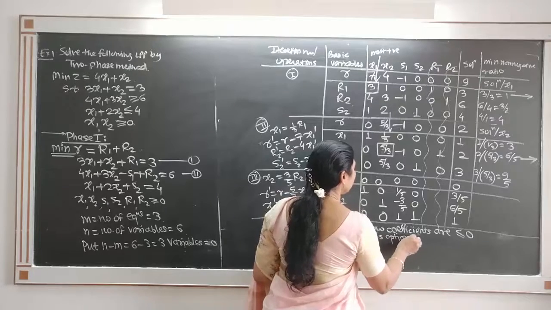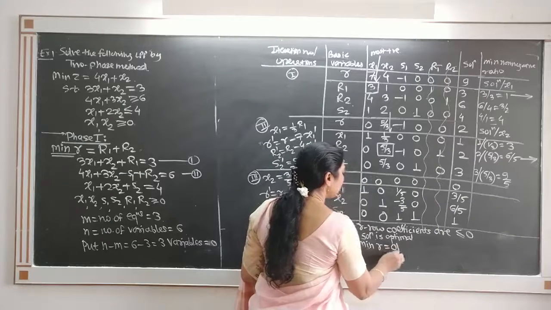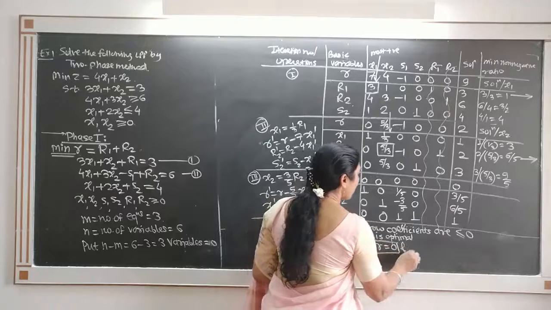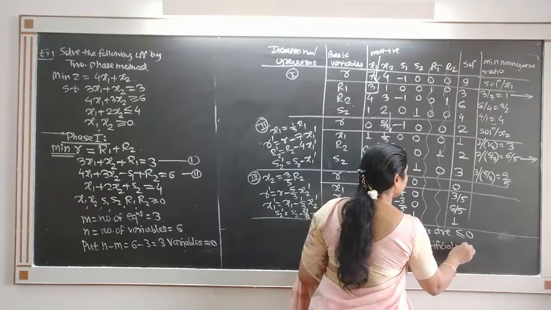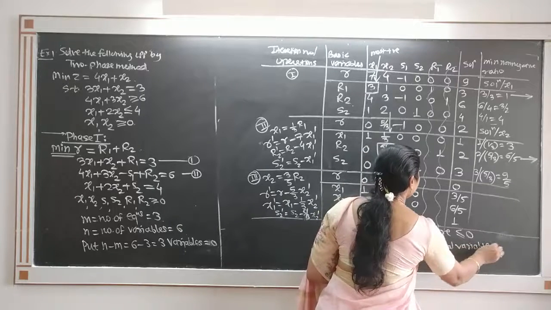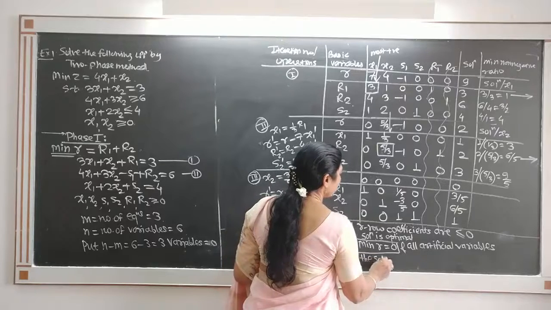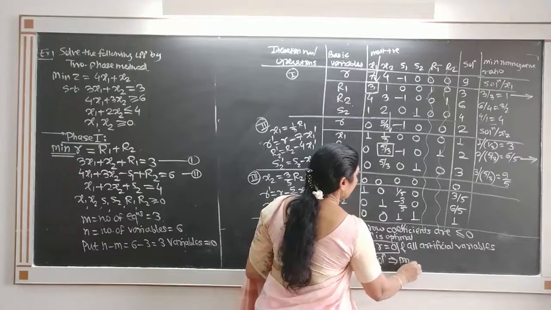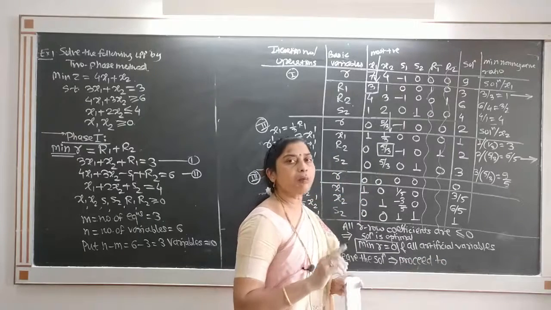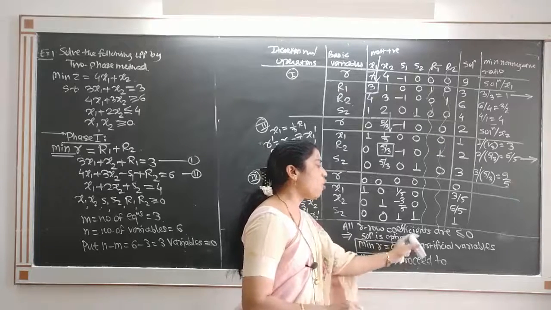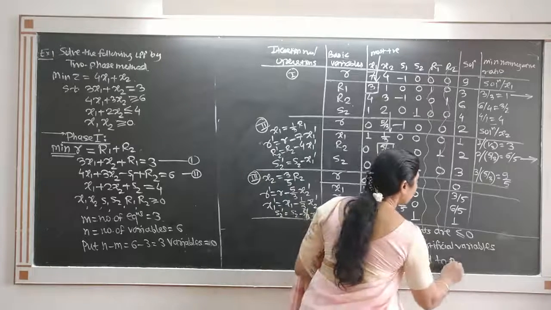Observe that R is 0. So our minimum R comes to be 0. That is our main thing. Minimum R is 0 and all artificial variables leave the solution. So we can proceed to phase 2. There are two conditions to proceed to phase 2. The first condition is that minimum R must be 0, and the second condition is that all artificial variables should leave the solution. Both are satisfied, so we can proceed to phase 2.